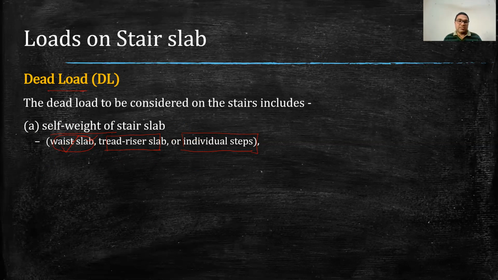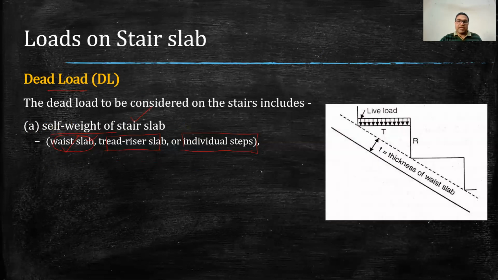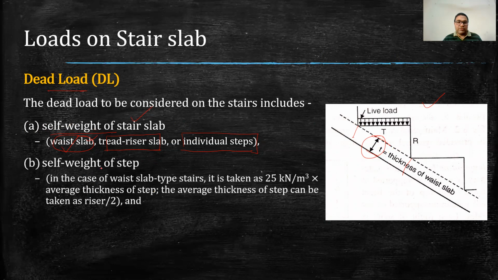So in this case, the self weight of the waist slab is the first load which we consider as a dead load. Like in this diagram, you can see this bottom slab is basically the waist slab. So the first load will be the self weight of the waist slab. The second load will be the self weight of the steps. You can see on the slab, these steps are also present on the slab, so the next load will be in the form of self weight of the steps.